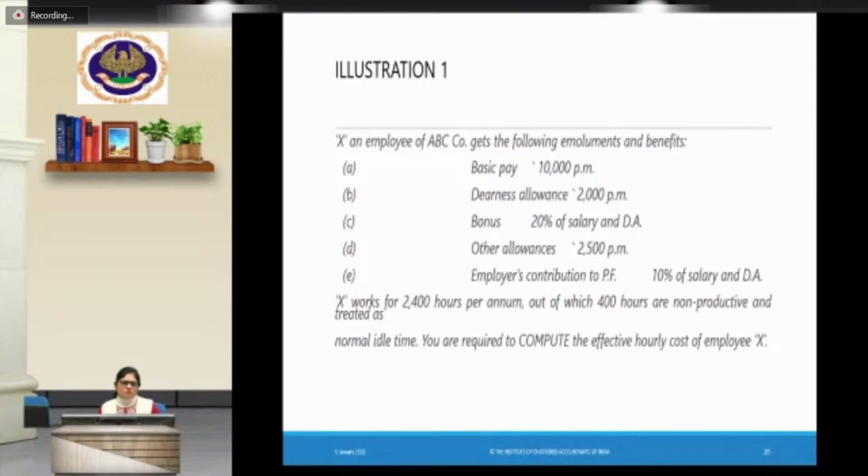Okay, good. I'm glad whatever has been discussed so far, you have understood. Let's start the numerical on idle time. So just to go through the question, what all is given. Take a note of this question, or you can click a picture so that we will understand how it is to be done.